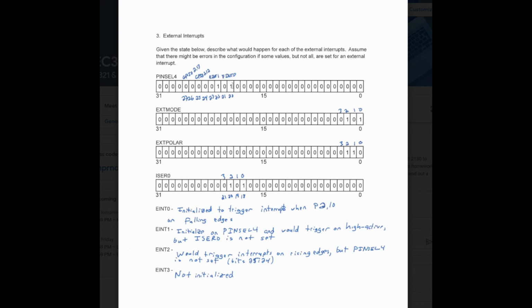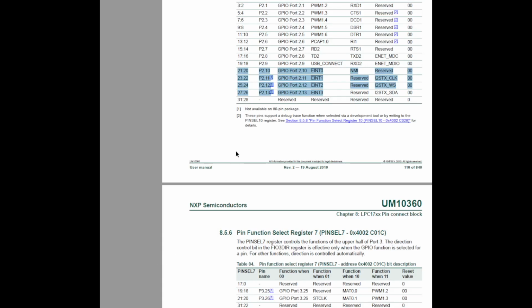So 0, 1 for bits 21 and 20 means that is EINT0. 0, 1 for bits 23 and 22 means that is EINT1. 0, 0 means that this is GPIO 2.12 still. And this is GPIO 2.13. So if we go back to the manual, for pin 2.12, bits 24 and 25, if it's 0, 0, that means it is still just a general purpose I/O port.